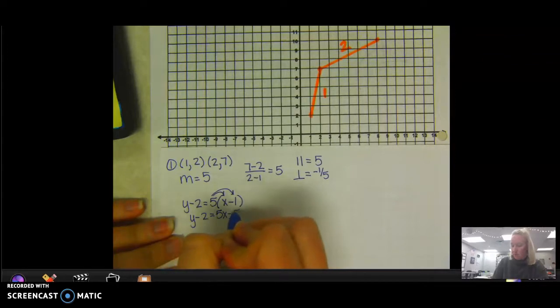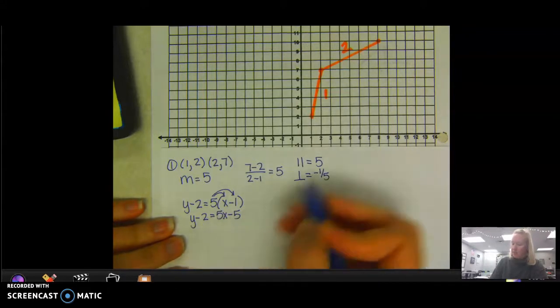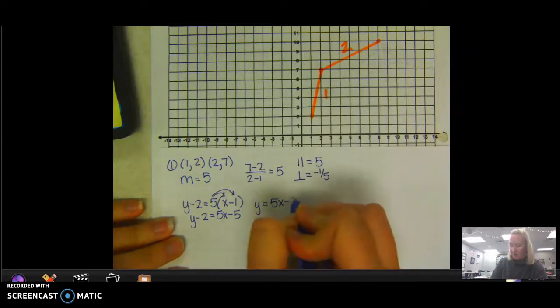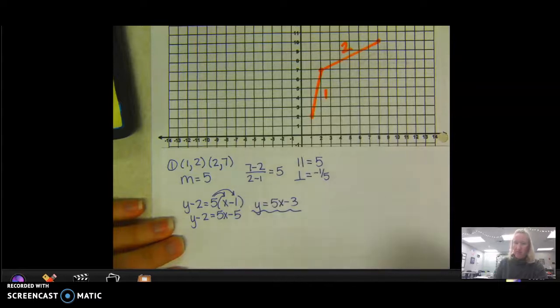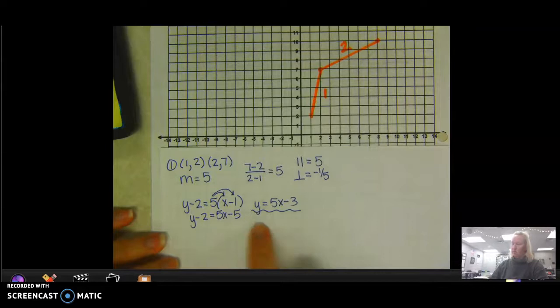So here's point slope form, right? And then you should know how to move it over to standard form by getting your x's and y's to the left, numbers on the right. So I distribute. I'm going to add 2 to both sides, so I get y equals 5x minus 3. So that is the equation of the line in slope intercept form.